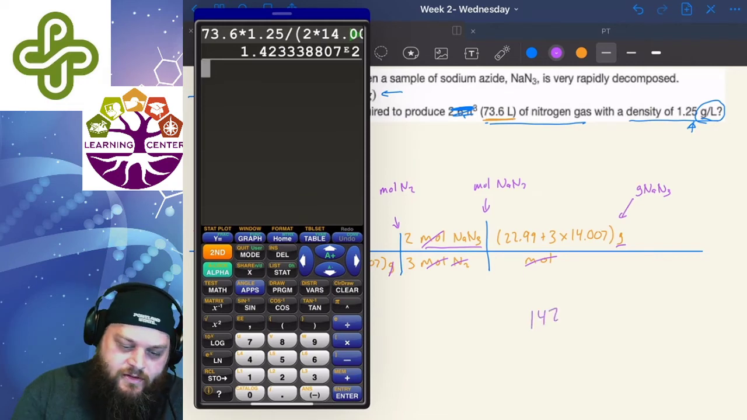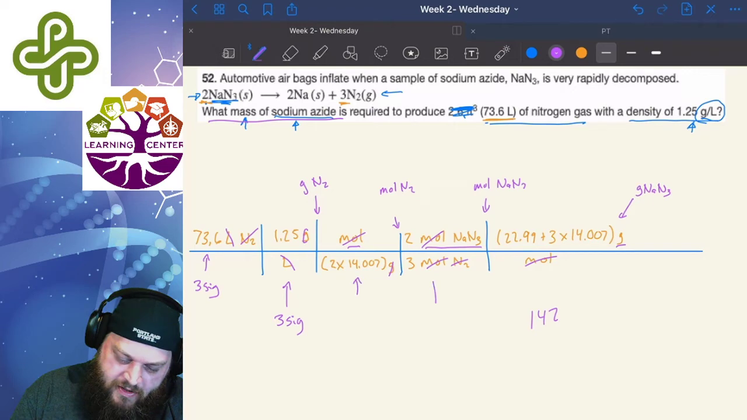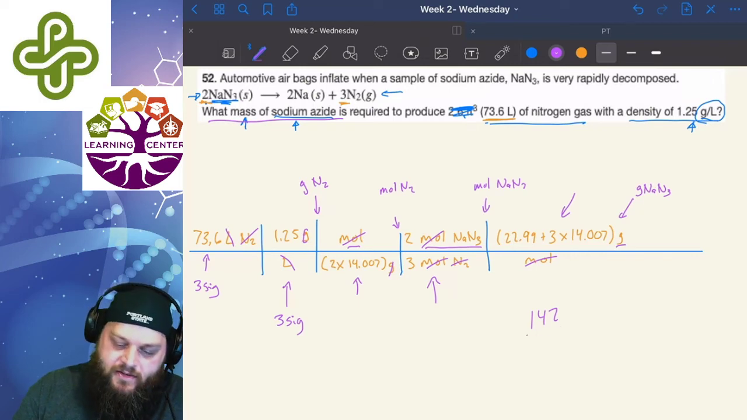142.3. So sig figs, gotta look at sig figs. We have 3 sig figs there. That's one of the numbers they gave us. This is 3 sig figs as well. This is a conversion ratio. That's a stoichiometric ratio. This is a conversion ratio. We're not using those to calculate our sig figs. We're left with 142 grams of NaN3.